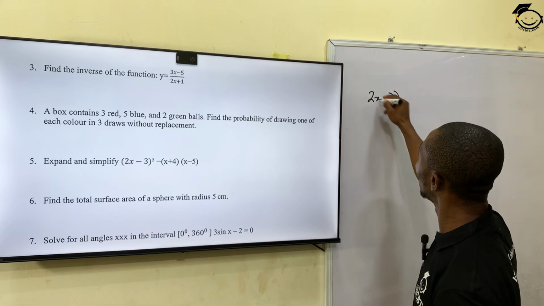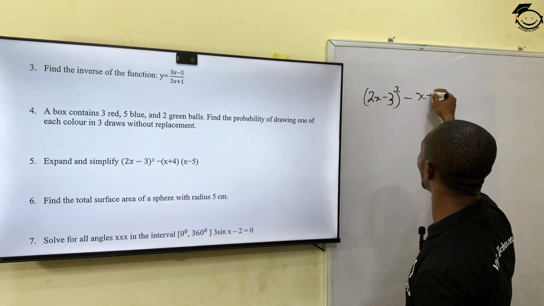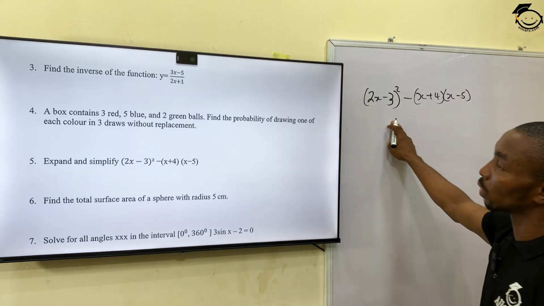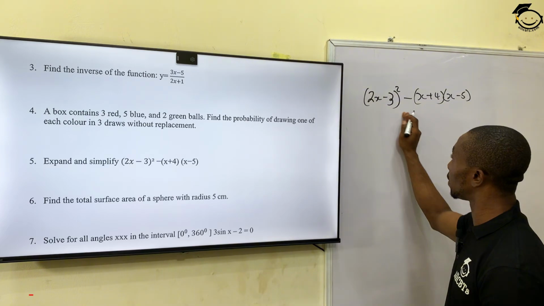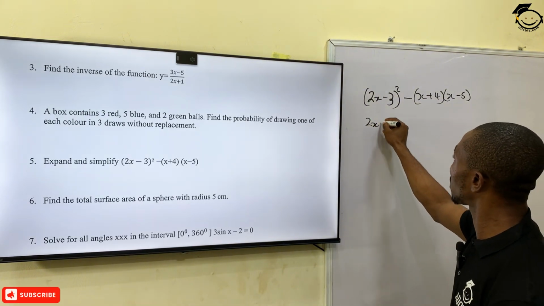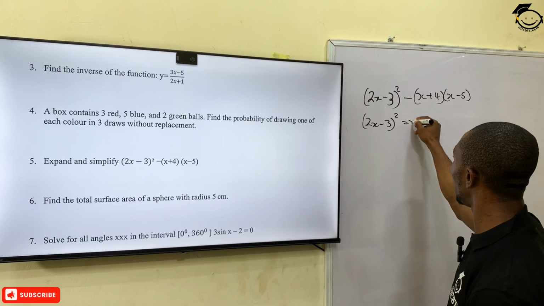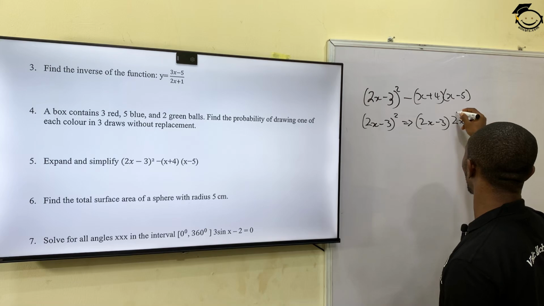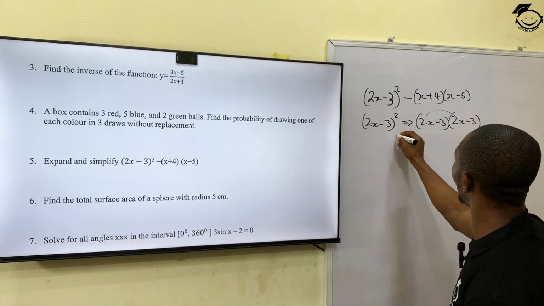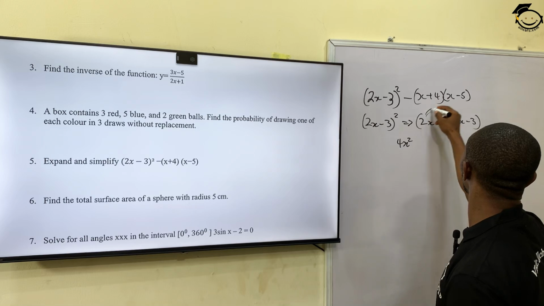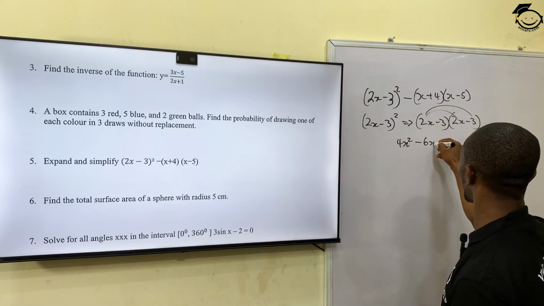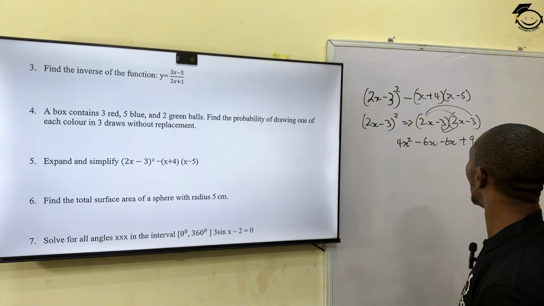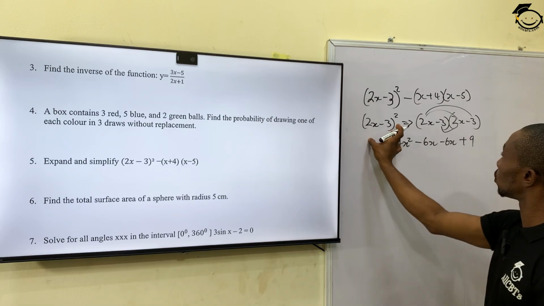Expand and simplify (2x minus 3) all squared minus (x plus 4)(x minus 5). For us to expand and simplify, we'll first expand this. Expanding 2x minus 3 all squared gives us (2x minus 3)(2x minus 3). Now, 2 times 2 gives us 4x squared, 2 times 3 gives us minus 6x, minus 6x plus 9. This is the expansion for this.